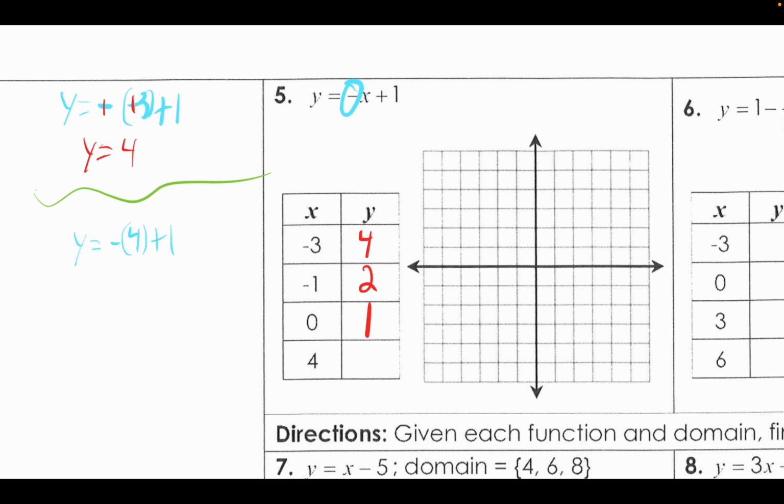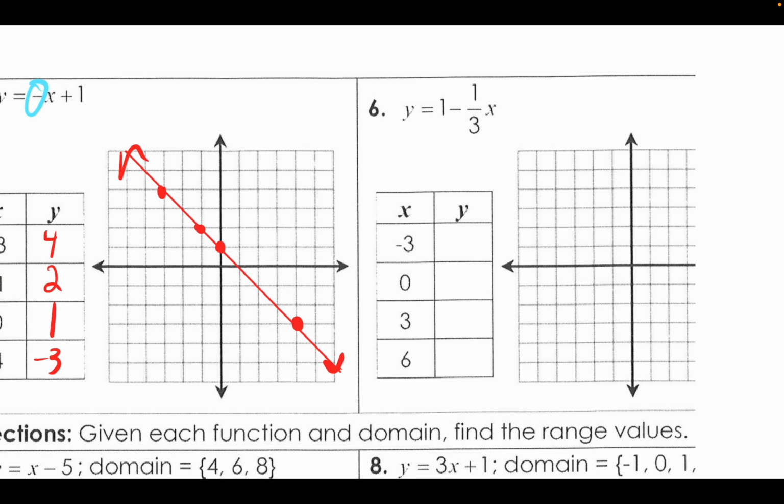When you plug in 4, you only have the x value that was from this outside the parentheses. But now the number you plugged in is negative, so it remains negative as you add it to 1. And we end up getting negative 3 because of that. So now we go and plot these points: negative 3 comma 4, negative 1 comma 2, 0 comma 1, and 4 comma negative 3. And you notice there's a lot of gaps there, but they still follow the same line all the way down.